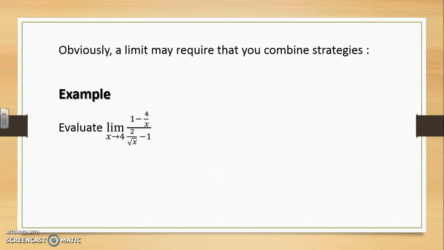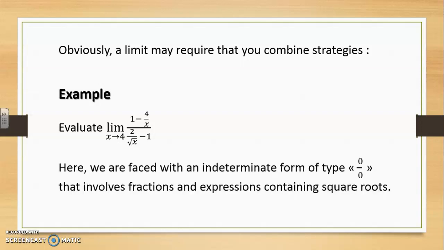Sometimes a limit may require that we combine strategies. In this example, we have the quotient of 1 minus 4 over x with 2 over root of x minus 1, where x is heading towards 4. Notice it's the same pattern every time. We would always try direct substitution first and foremost, and in this case we will get an indeterminate form of type 0 over 0 that involves both fractions and expressions that contain square roots.